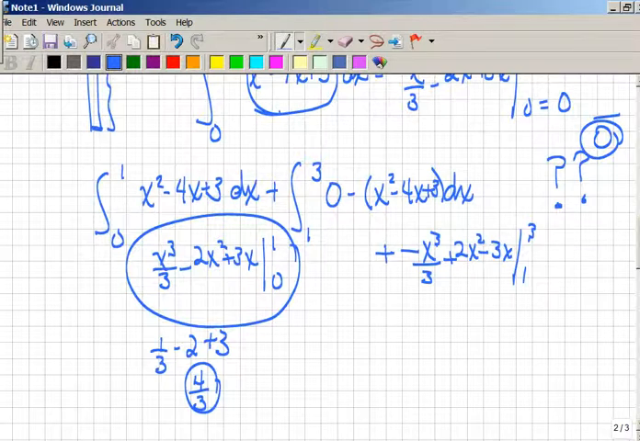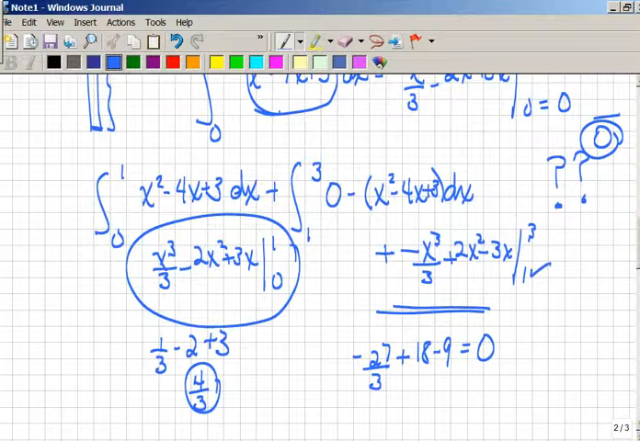The second portion, if we sub in 3 into the second integral, which I'm underlining, we'll get negative 27 thirds plus 2 times 9, which is 18, minus 3 times 3, which is 9. Well, let's see what that adds up to. Well, that's negative 9. Negative 9 is negative 18 plus 18. That is 0. But now we have to sub 1 in.